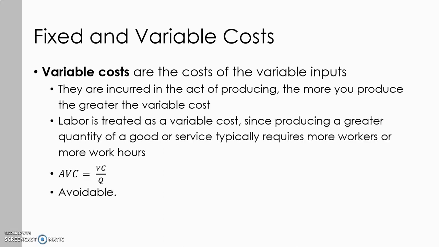Variable costs are the costs of your variable inputs. Makes sense, right? They're incurred by the act of producing. The more you produce, the greater your variable costs are. Labor is a variable cost because you can call in extra workers or send workers home. Average variable cost is variable cost divided by quantity. These are avoidable. Variable costs can be avoided, which I don't need to tell anybody after the coronavirus shutdown, where a bunch of people were furloughed and sent home without pay.